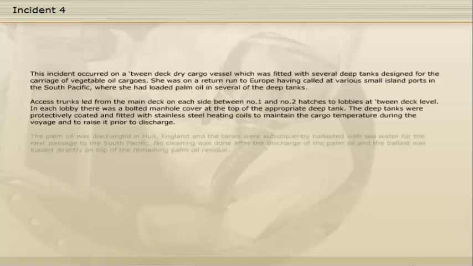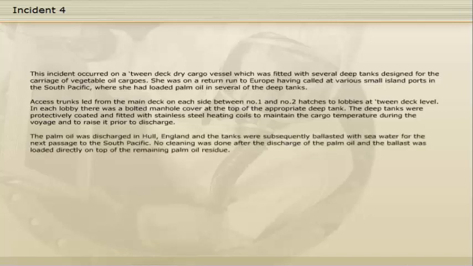The palm oil was discharged in Hull, England, and the tanks were subsequently ballasted with seawater for the next passage to the South Pacific. No cleaning was done after the discharge of the palm oil, and the ballast was loaded directly on top of the remaining palm oil residue.